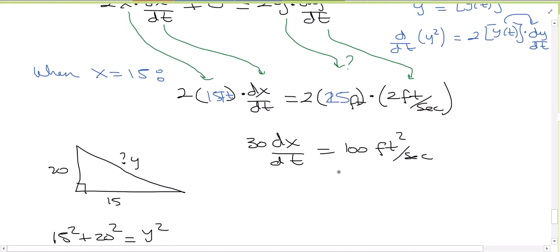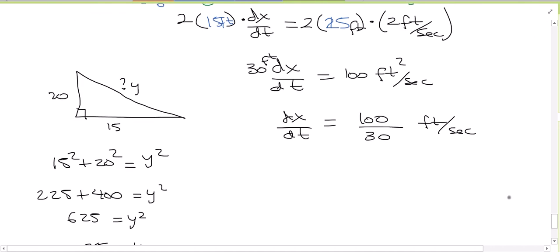And then we want to solve for dx/dt, so divide by 30 feet. I said I was going to drop the units, but then I added them there, so let's try to be consistent. So divide by 30, I'm going to have 100 over 30, and feet squared divided by feet will just be feet per second. So dx/dt is then, reduce that to 10/3 feet per second.